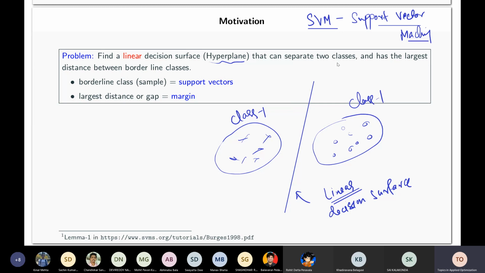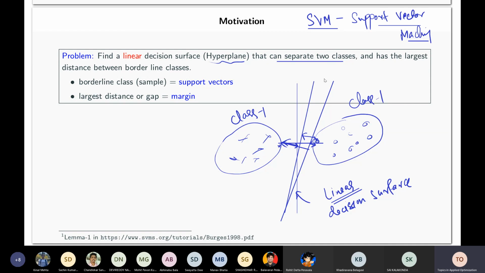And not just separate two classes, it has the largest distance between the borderline. It should be farthest from this guy and farthest from this guy. In other words, I don't want something like this, because it is too close to this guy and very far from this guy. So it has to be farthest from both. Of course, to know that I need those borderline data also, right? That will tell me so that I can find the middle point. We will come back to that anyway.